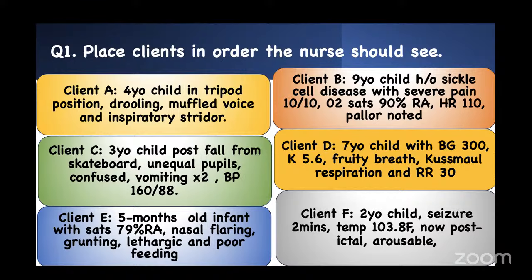So let's apply some critical thinking and ask yourself, if you are being sharp, which patient is going to die? Number 1, there are buzzwords there: tripod position, drooling, muffled voice, and inspiratory stridor. This is epiglottitis. I think we got to see him first. A 3-year-old child fell from a skateboard, unequal pupils, confused, vomiting. That's a neurological problem. But we have a 5-month-old infant with saturation 79, nasal flaring, grunting, lethargy, and poor feeding. I think that patient is more serious.